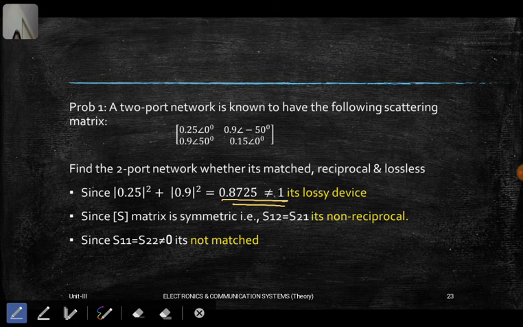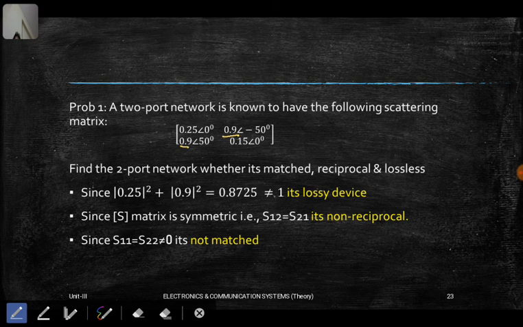Next we go to the reciprocal or symmetrical property. We don't need to worry about the diagonal elements. Apart from the diagonal, if S12 equals S21, then we call it symmetrical or reciprocal. Here the magnitude is the same, but the angle is not the same, so it is not symmetrical and not reciprocal. I cannot interchange the ports.